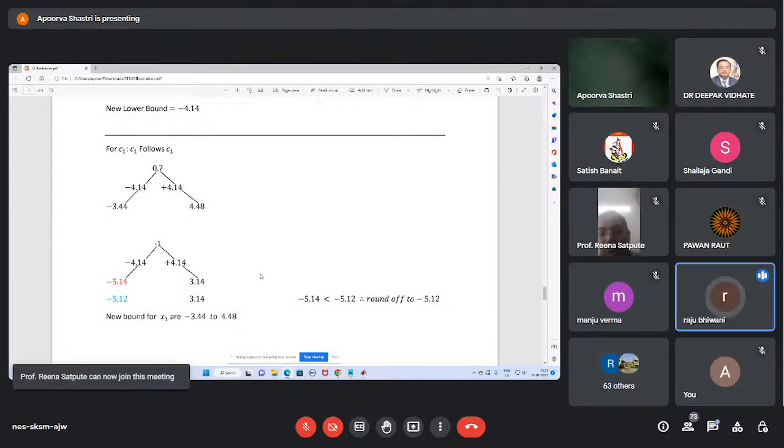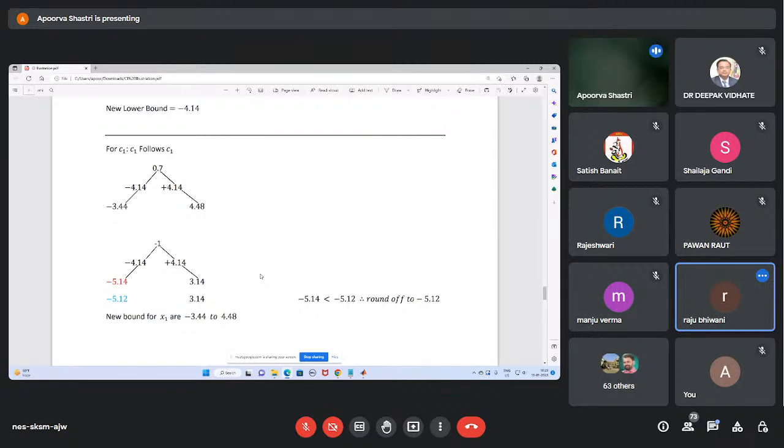Ma'am, for point 7, the upper bound is 4.84 or 4.48? It should be 84, I guess. Yes, 4.14 plus 0.7. Yeah, it should be 4.84. Okay, this is 4.84. Thank you for the correction.